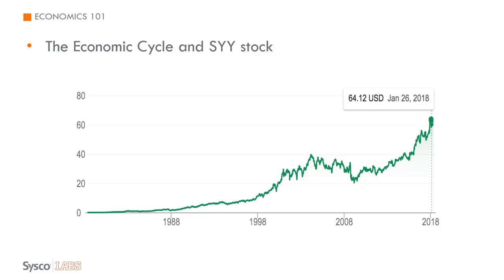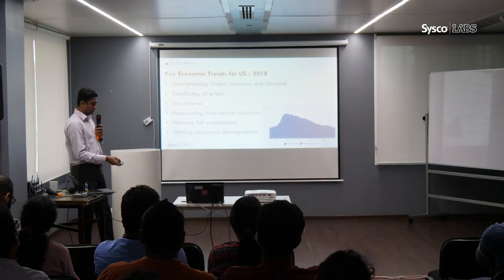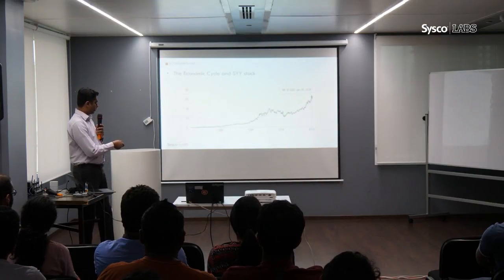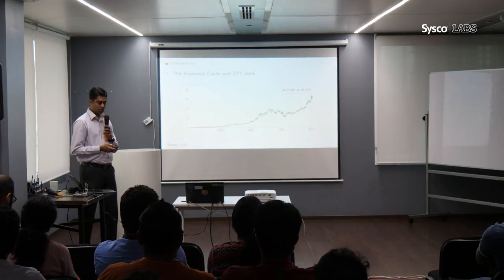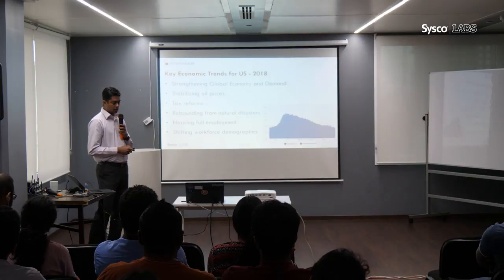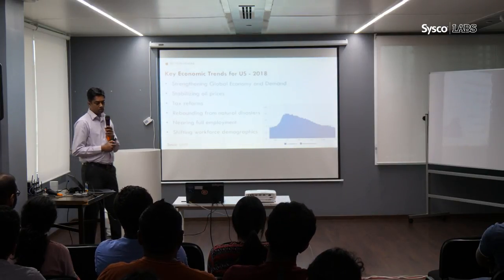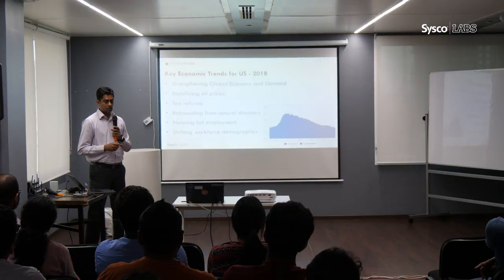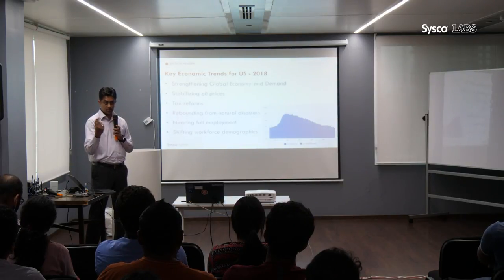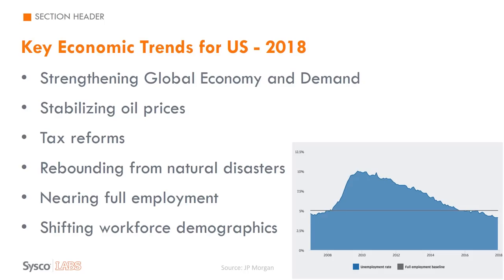The American economy is doing pretty well. According to the latest figures, I think this same pattern, that uptrend, will continue to happen. A few key economic trends for US for this year. There's a strengthening of the global demand. If you look at the macro economy in the world, it's growing at a rate of about 4%. That's pretty good. So when there's global demand for goods manufactured in US, that's good for US. So that means that the economy will further flourish.